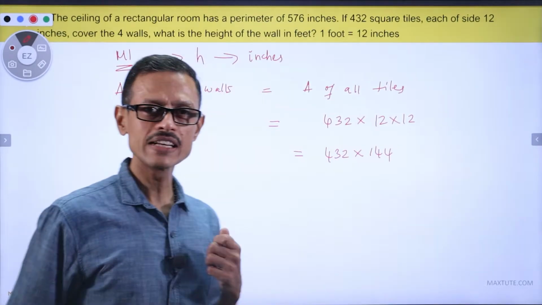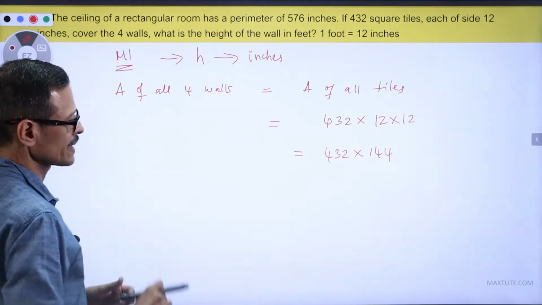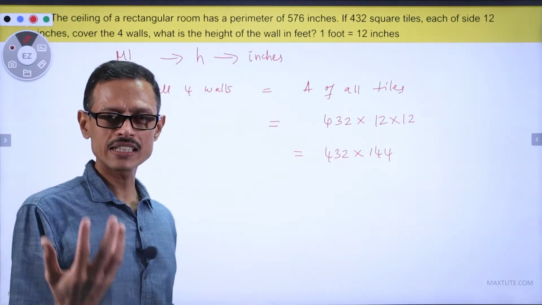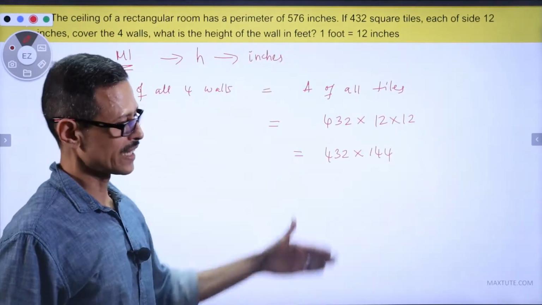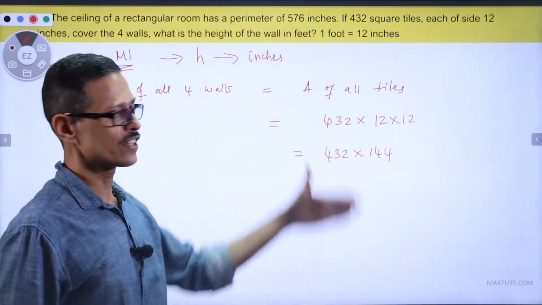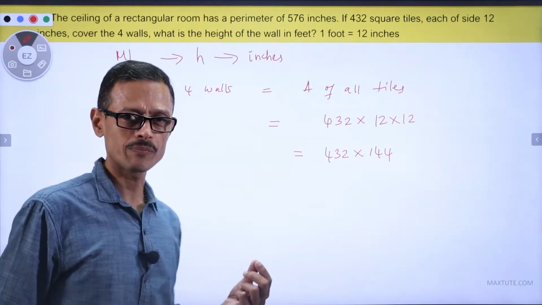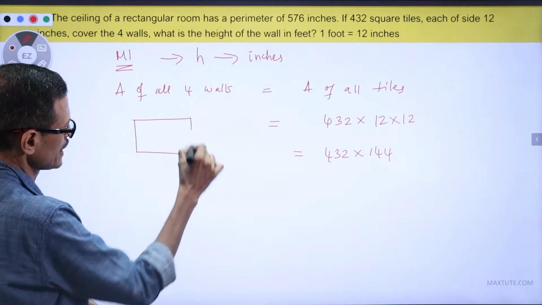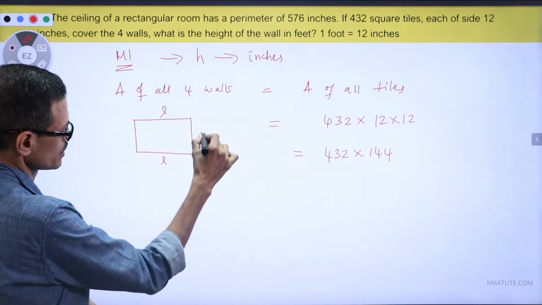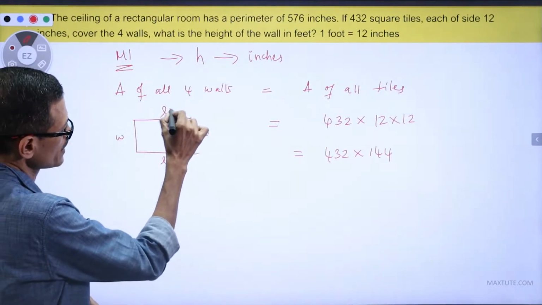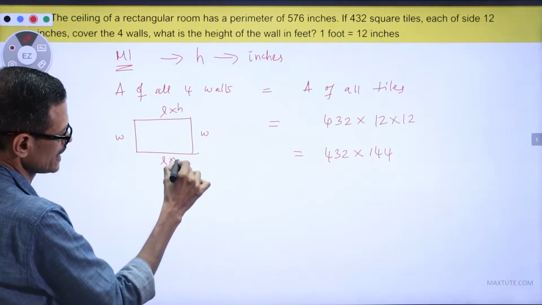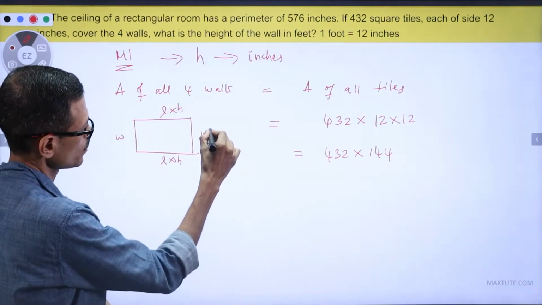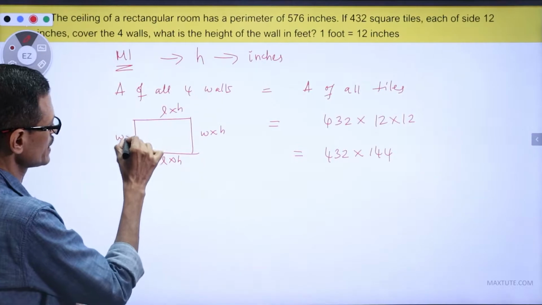Let's go to the left hand side. We need to find out area of all four walls, right? Four walls. This room again. Look at the four walls. This is, let's say, the wall along the length. Length into height is going to give us the area of this wall. So in a room, we have four walls. There will be two walls along the length. There will be two walls along the width. Area of each wall along the length is going to be length into height. The ones along the width, area is going to be width into height.